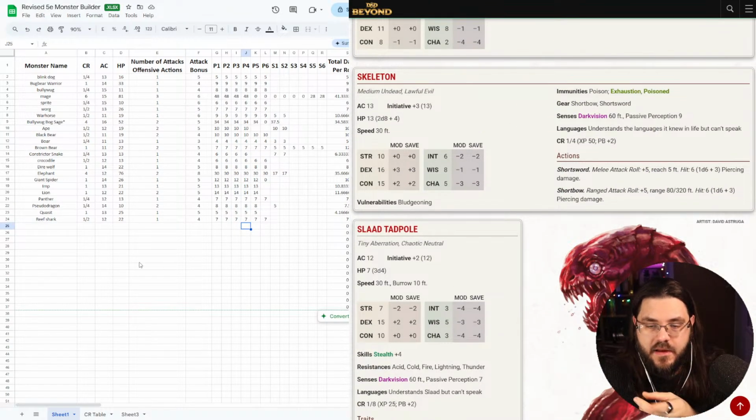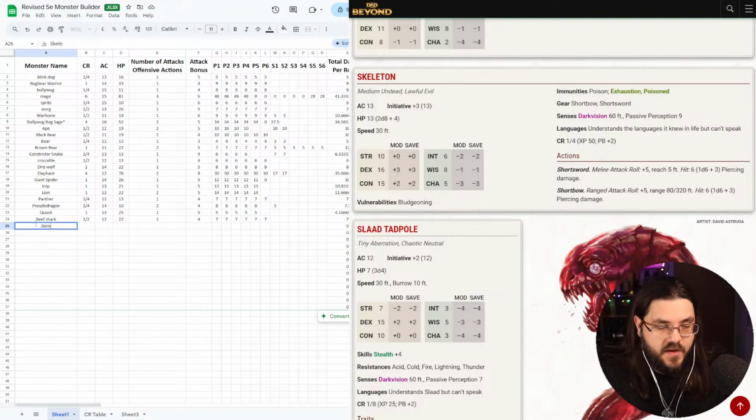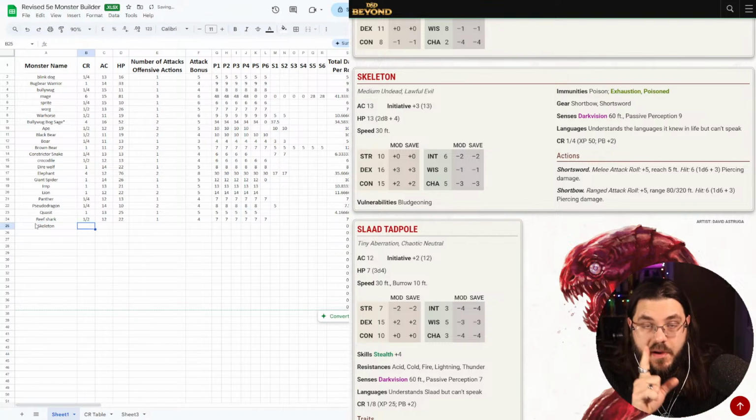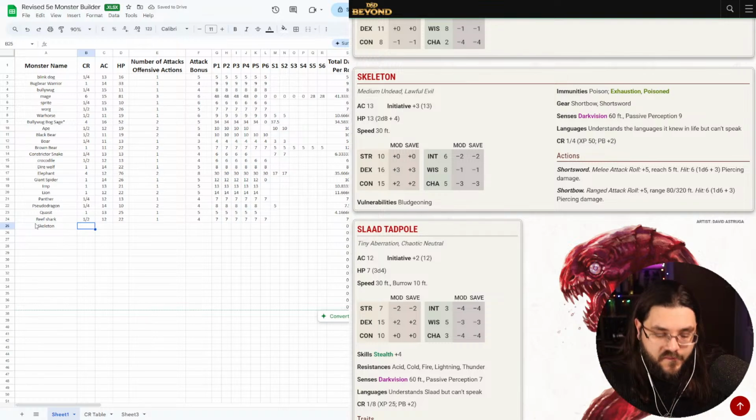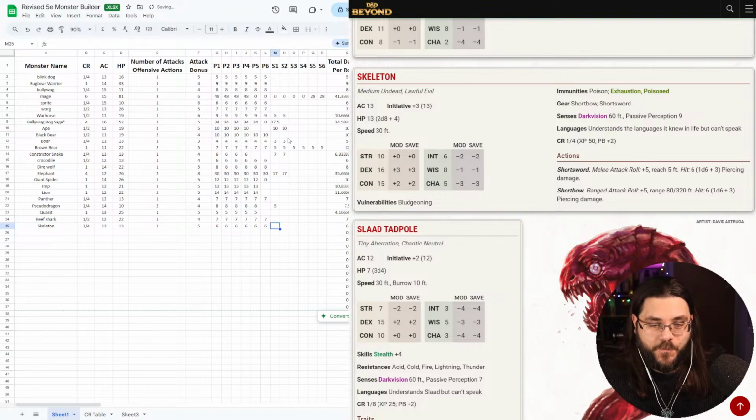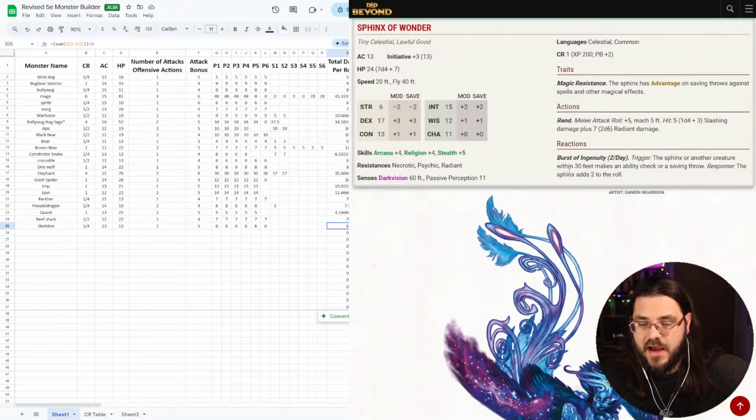Scorpion, skeleton. Skeleton is the last one that I want to do from this list, because I want to compare this skeleton to the skeleton that's been shown off to some of the media outlets. It's not CR 13, is it? It's CR 1/4. It's got 13 AC and 13 HP. It makes 1 attack, +5 to hit, and 6 piercing damage. So we'll go 6 piercing damage. So 1/4. It is doing pretty average damage, I think.